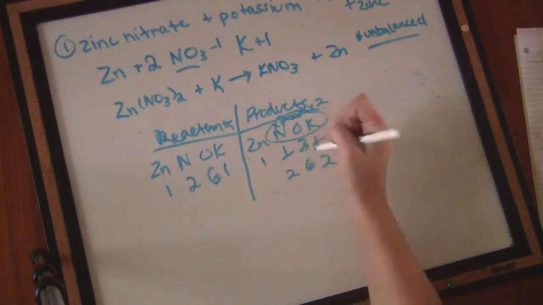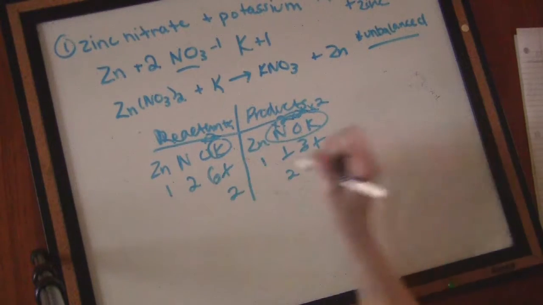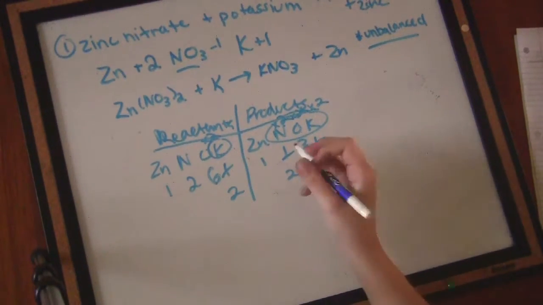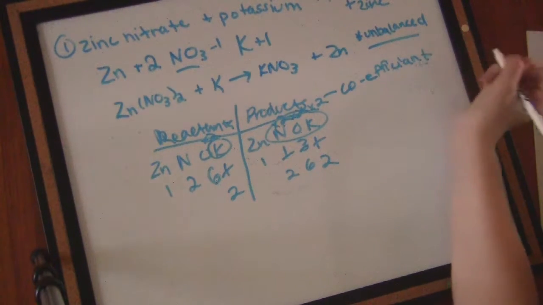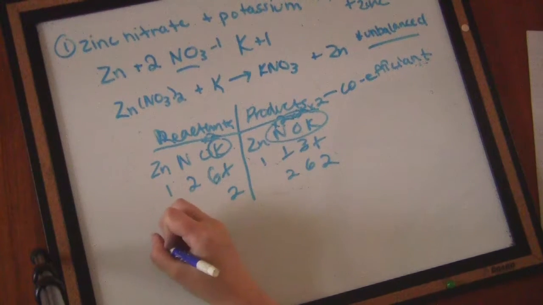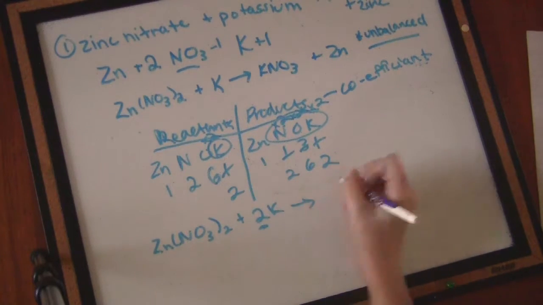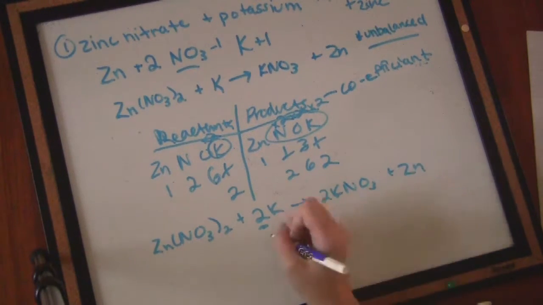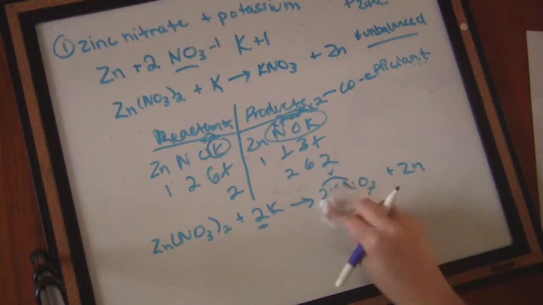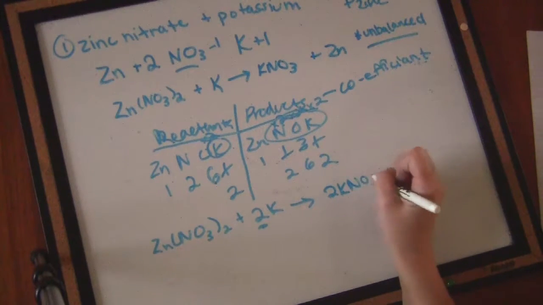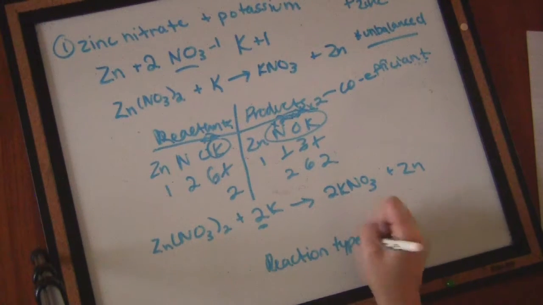But now the potassium's unbalanced, so the potassium on the reactant side needs to be multiplied by 2 to balance it out. The numbers that the elements were multiplied by now become the coefficient in that specific part of the equation. The coefficient is the number that comes before the elements. This is just showing that the 2 out in front applies to everything after. Again, the reaction type is single displacement.